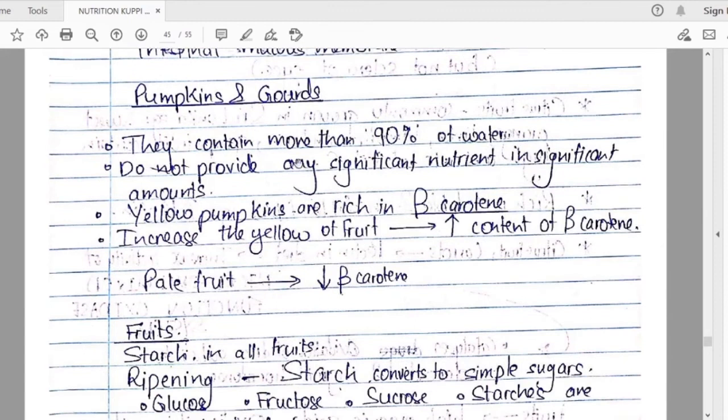Pumpkins and gourds contain more than 90% water and do not provide any significant nutrients, or only in insignificant amounts. Yellow pumpkins are rich in beta carotene. As the yellow of the fruit increases, the content of beta carotene increases. So pumpkins and gourds look nutritionally significant, but only yellow pumpkins are rich in beta carotene.